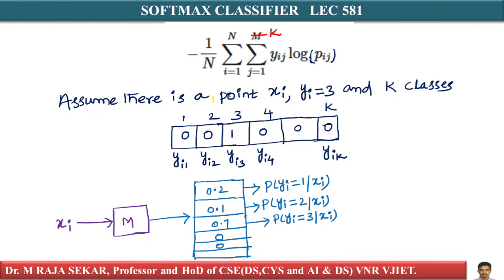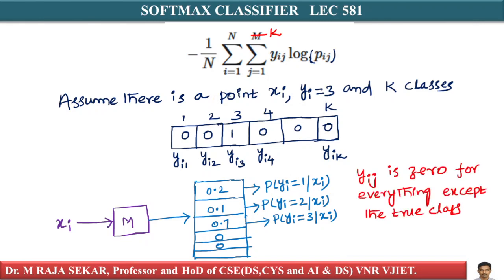We are taking the yij. What is yij? Just try to understand yij. Yij is 0 for everything except the true class, isn't it? For everything it is 0 except the true class. 0 multiplied with anything is 0. We only care about the probability of the true class.